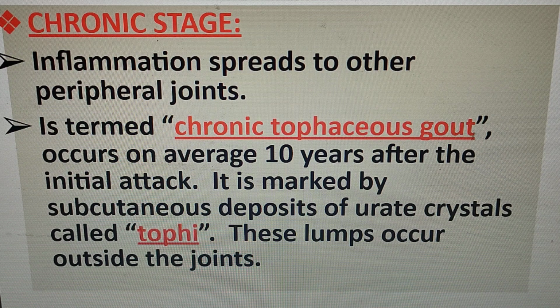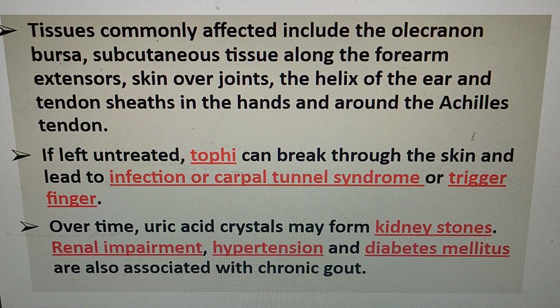Okay, so it is marked by subcutaneous deposits of urate crystals called tophi. These lumps occur outside the joints. So that's the urate crystals deposit outside the joints. So some more information, guys, about gout here. Just read on this or take a look at this.